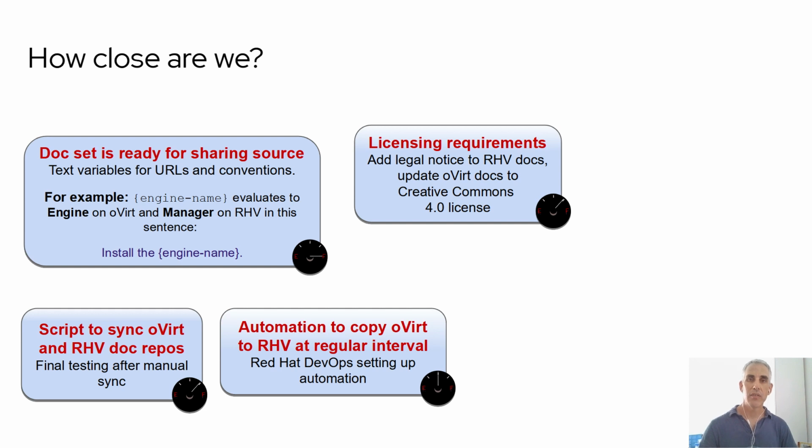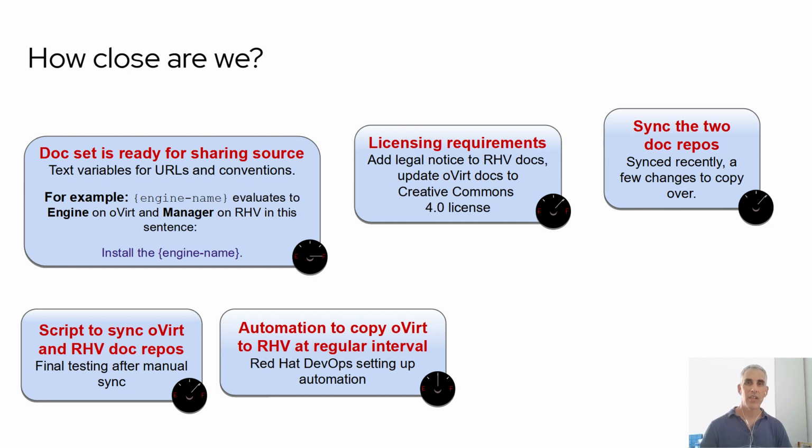We also need to finish up implementing automation that will run that script to copy the oVirt repo to the Rev repo at regular intervals. Red Hat DevOps is actively working on setting up an automation job for this. So I'm hopeful that it will be done. Maybe it's already done. I don't know yet.